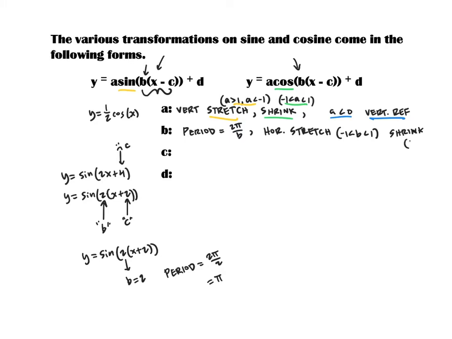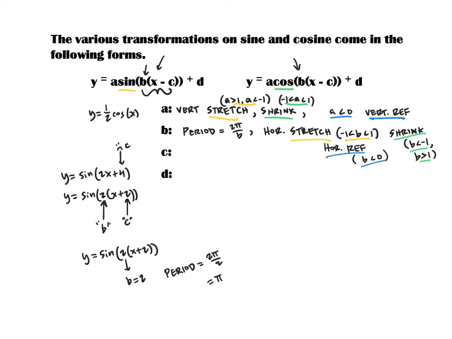It'll be a horizontal shrink if B is less than -1 or B is greater than +1. There will be a horizontal reflection if B is less than 0. So again, 3 things here. We've got a horizontal stretch when B is between those 2 values. We've got a horizontal shrink when B takes on one of those 2 values. And we've got a horizontal reflection if B is less than 0.